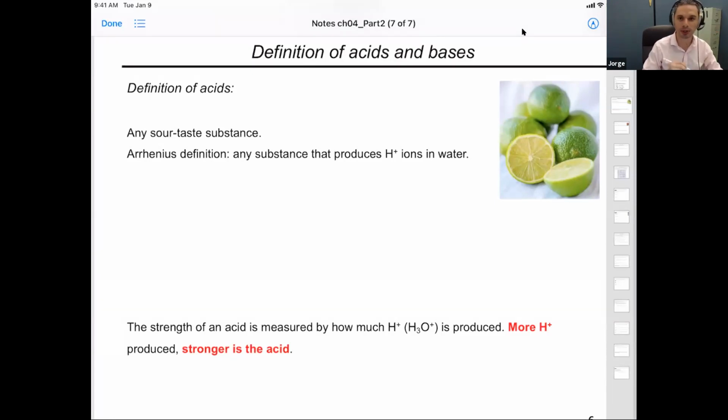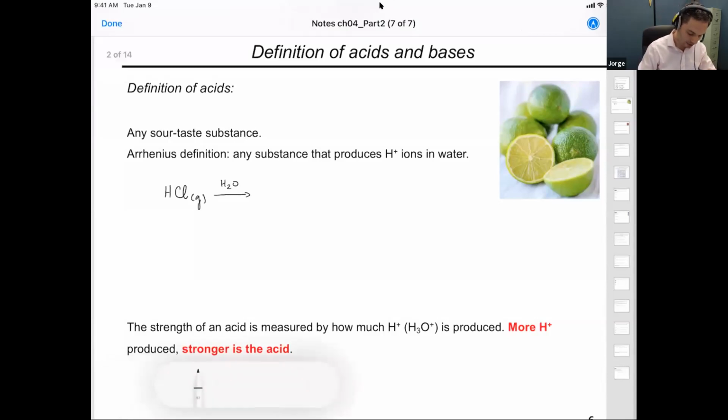So let's start with hydrochloric acid. The formula here is HCl. Hydrochloric acid is a gas at room temperature. And according to Arrhenius, if we dissolve HCl in water, we have to produce H+. We are going to represent the solubilization of HCl in water this way, H2O and the arrow. That means we are dissolving the compound in water.